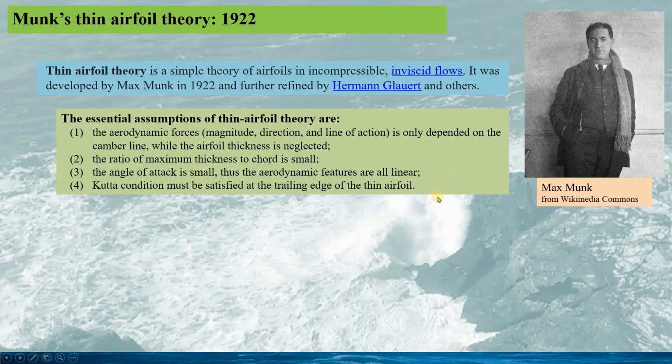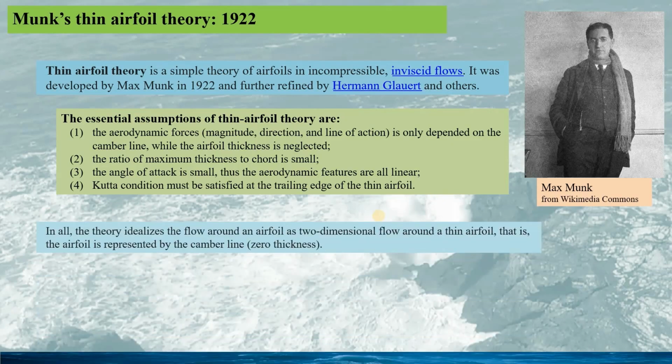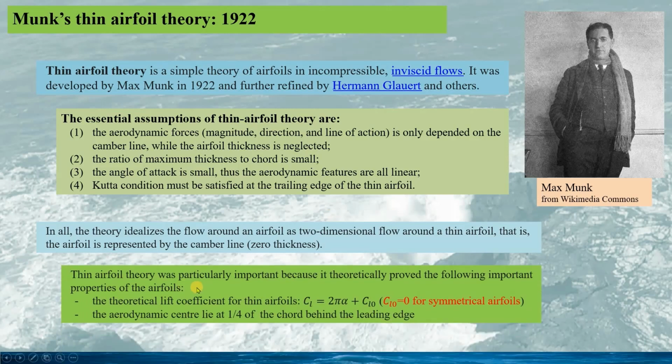A Kutta condition must be satisfied at the trailing edge of thin airfoils. In all, this theory idealizes the flow around the airfoil. That is, the airfoil is represented by the camber line only. The thin airfoil theory was particularly important because it theoretically proves some important properties of the airfoil.